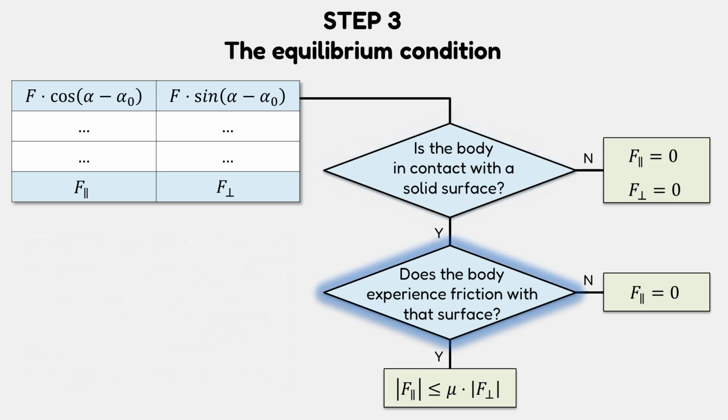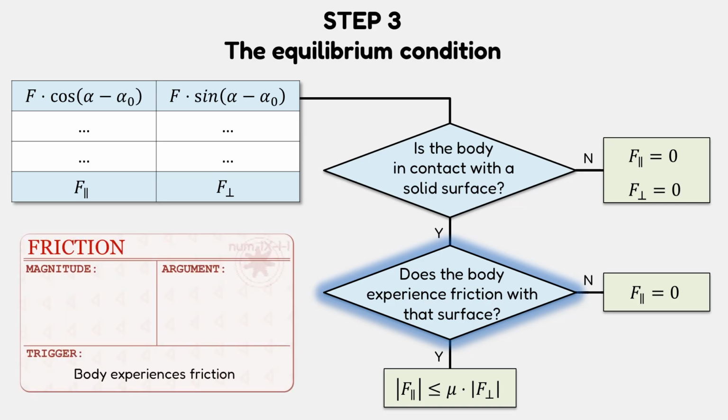The second question in the flowchart corresponds to checking whether the trigger condition for friction applies. If friction is not present, then equilibrium requires that F parallel is 0. But if friction is present, it acts to brake the body by exerting a force opposing the direction of the body's movement along the surface.